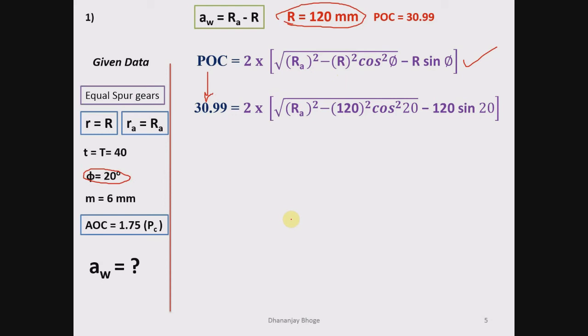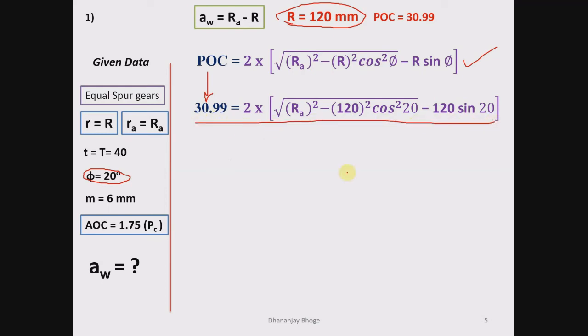How to solve? First of all, substitute the values of all the terms, then square both the sides and then solve. Okay, let it be. Just substitute the values.